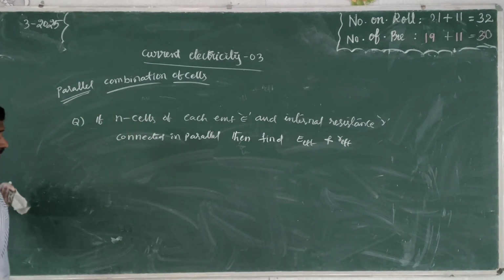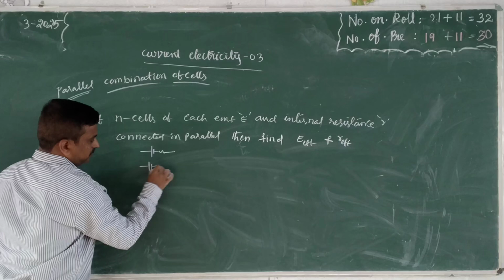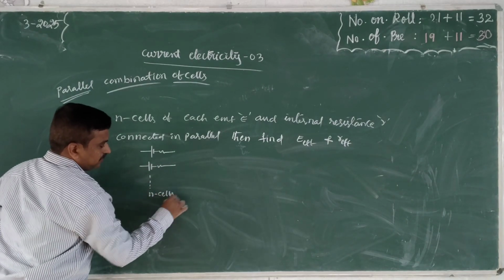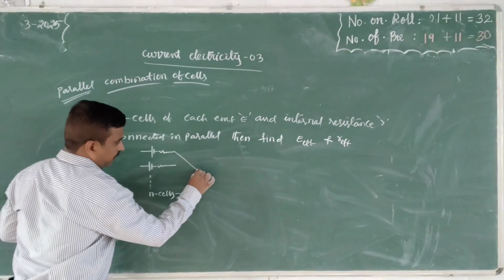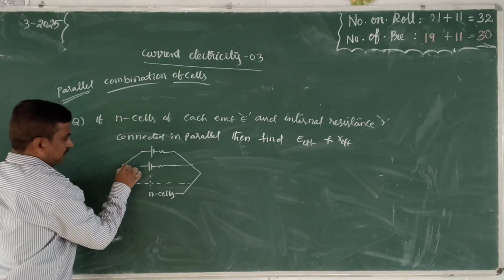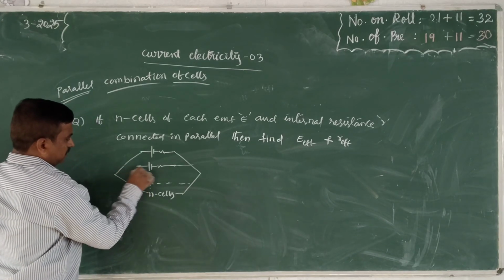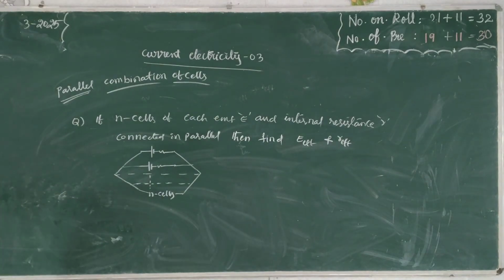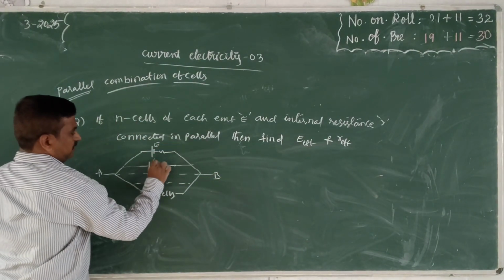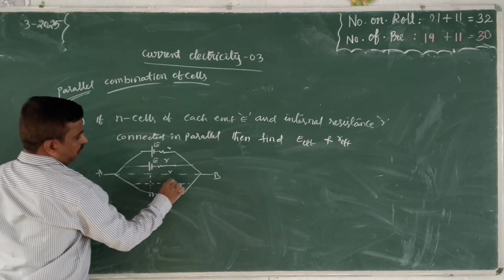N cells in parallel means here is the first cell, the second cell, the third cell, like this, and N cells are connected. This is the parallel case. Here is point A, here is point B, the EMF of each cell is E, and the internal resistance is R.